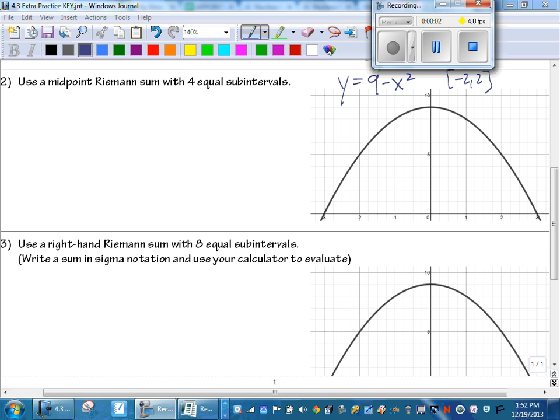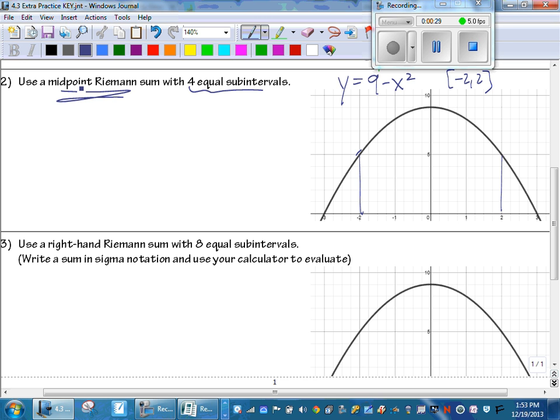All right, for number 2, we're trying to estimate the area in the same region under the graph y equals 9 minus x squared from -2 to 2. But this time we're using a midpoint Riemann sum, and we're still using 4 equal subintervals. So we're going from -2 to 2. So we're trying to find the area of all of this right in here, estimated at least, using Riemann sums.